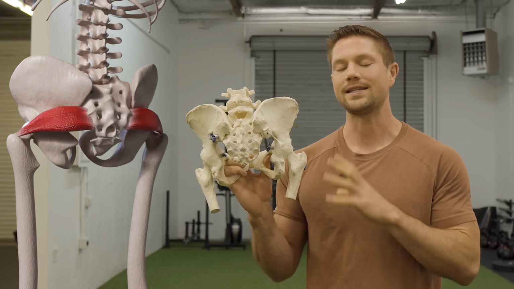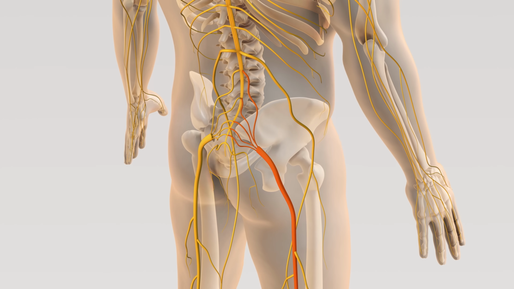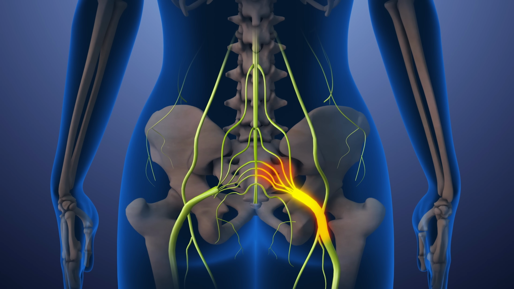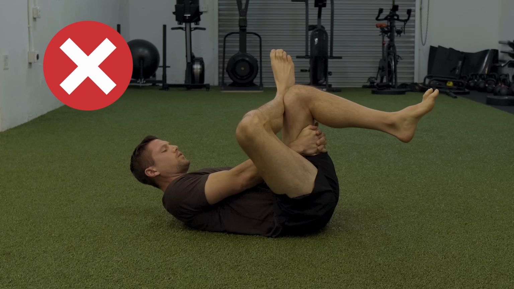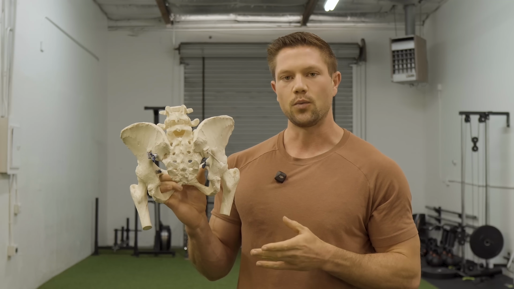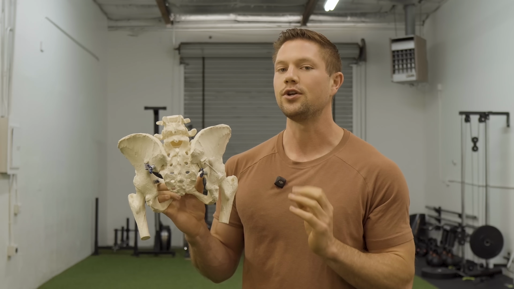If you have problems with a tight piriformis like sciatica or low back pain or just pain in this area of your pelvis and hips in general, and you've tried the traditional things like stretching or rolling it out without much success, this video is going to show you the root cause of those issues and what you can do to fix it.